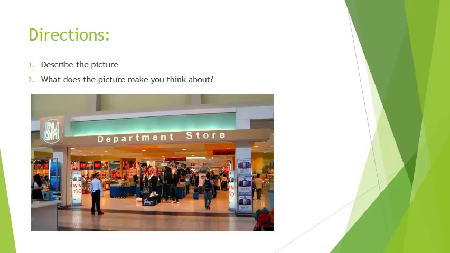You model this for the students, and then you have other pictures ready, and the students can go ahead and do a description and then also explain what the picture makes them think about. Again, this is a really good activity to help students differentiate between what the sentence is about and what the sentence makes them think about. Once they understand this difference, then you can go into the story text and use the same strategy.